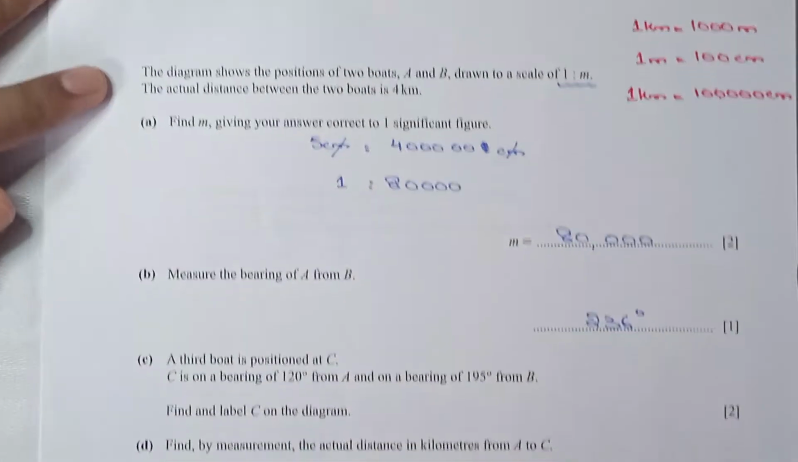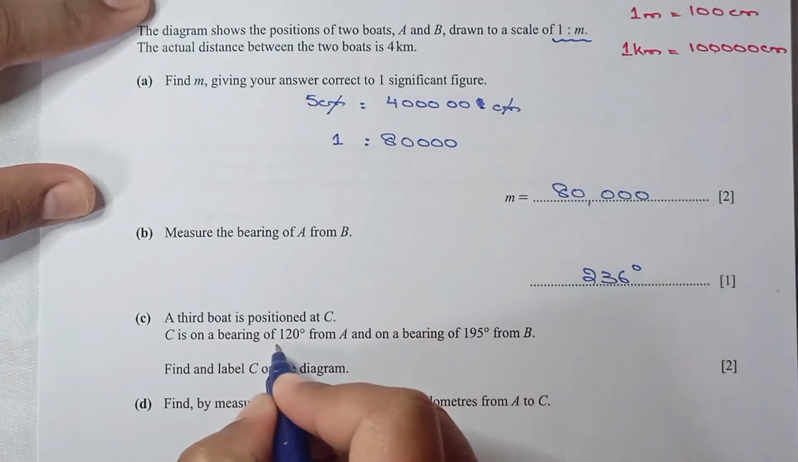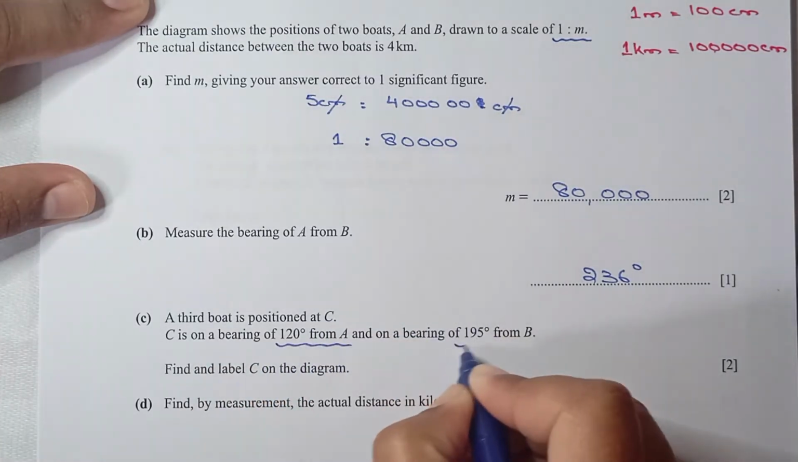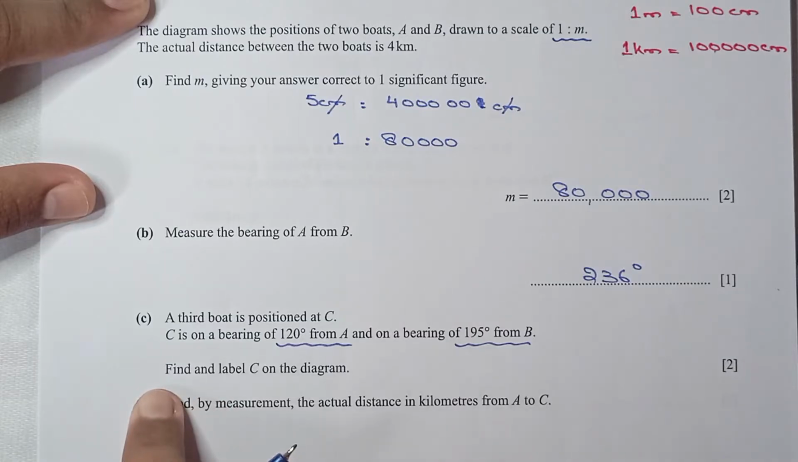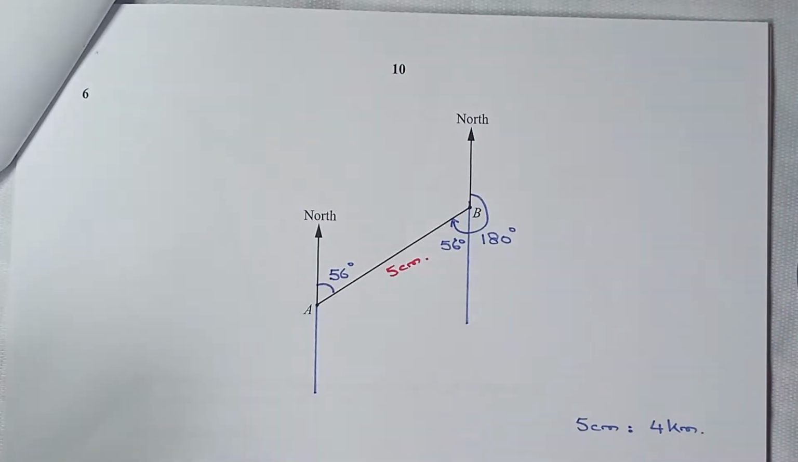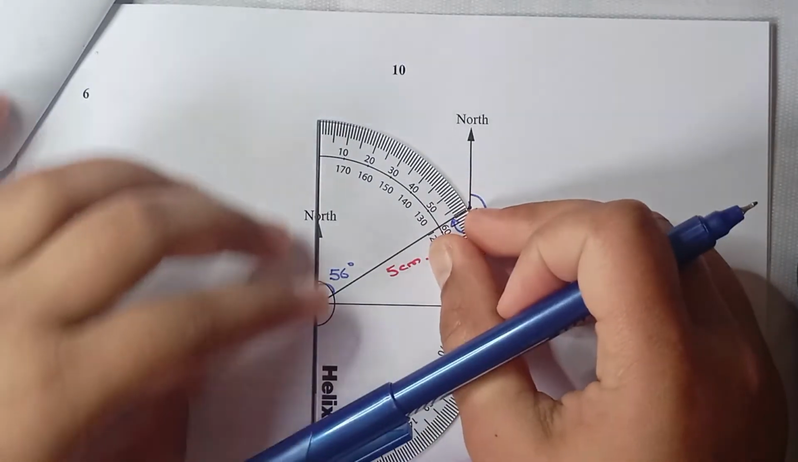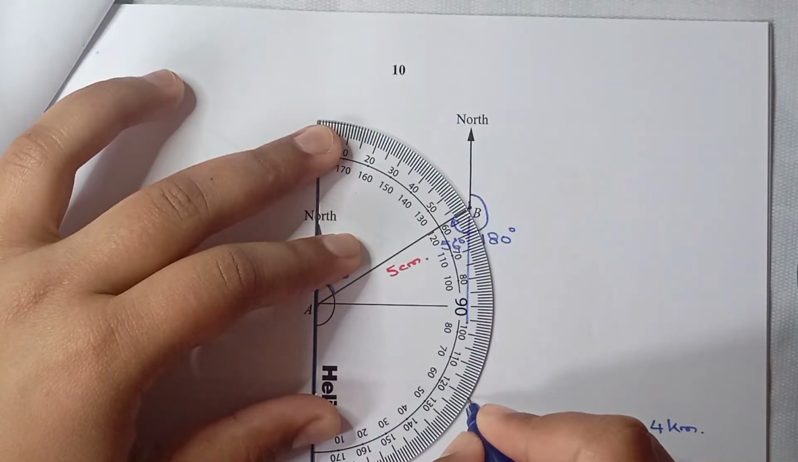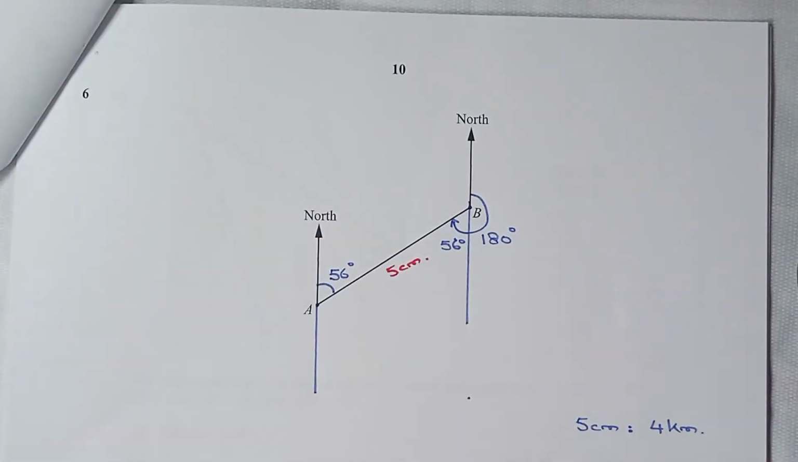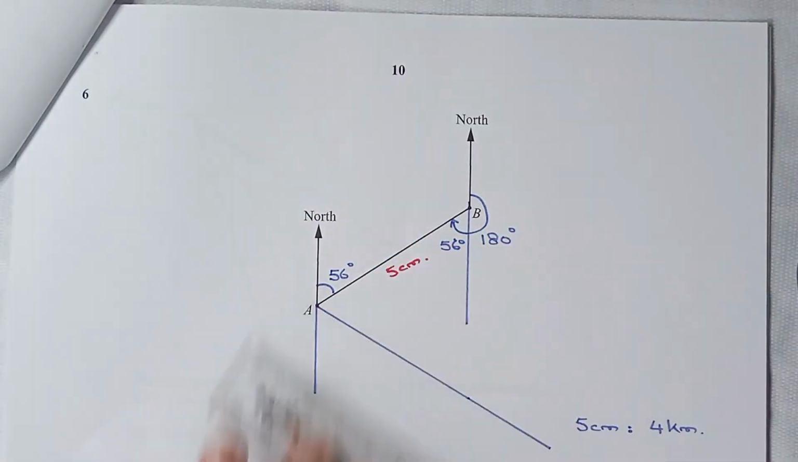Now for the C part, a third boat is positioned at C. C is on the bearing of 120 from A and on the bearing of 195 from B. Find and label C on the diagram. 120 from A and 195 from B. Okay, so first we need to measure the angle 120 at A. So where is 120? So here is 120. Let me connect the point A with that point.